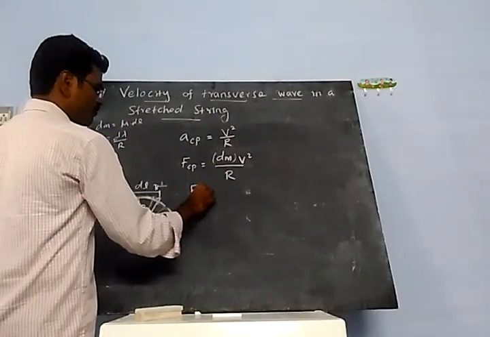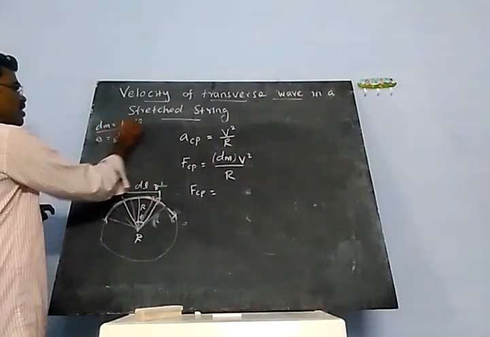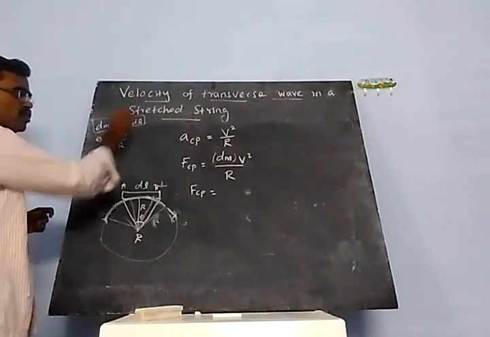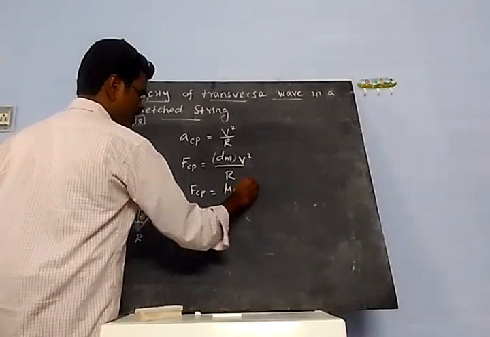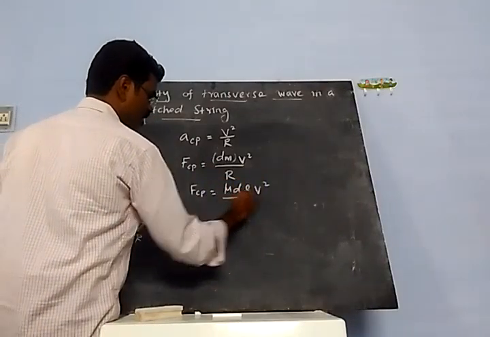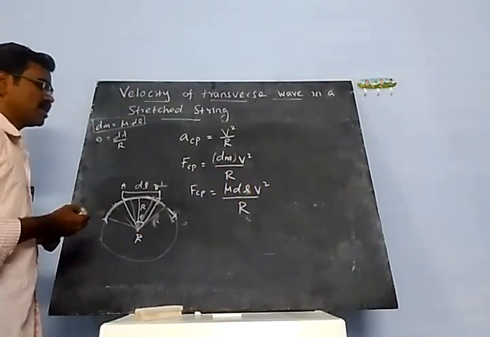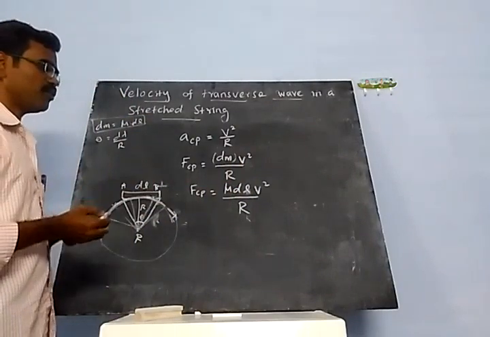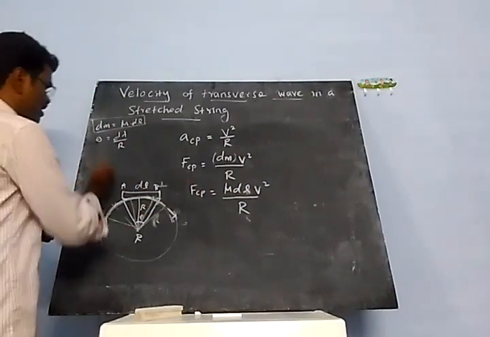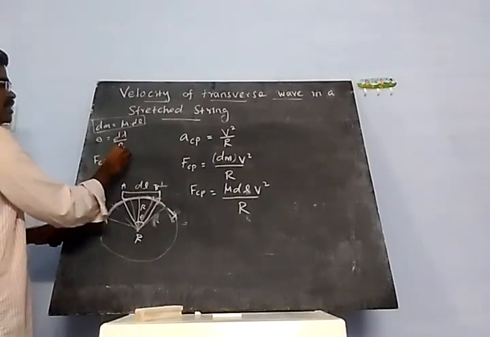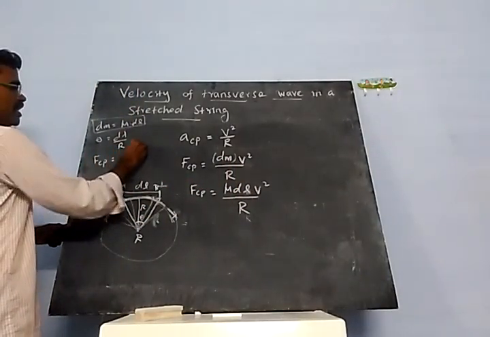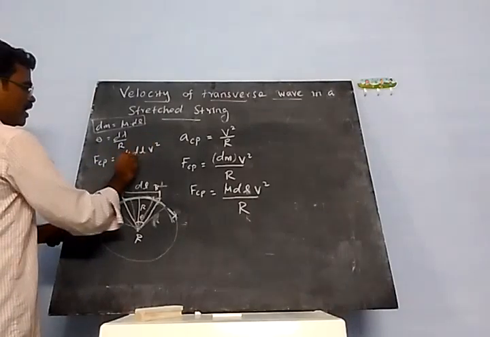Then centripetal force is equal to dm, and what is the formula? dm is equal to mu into dl. So you can substitute mu into dl v squared by r. Then centripetal force is equal to mu into dl v squared by r. So I can write this side, F_cp is equal to mu dl v squared by r.